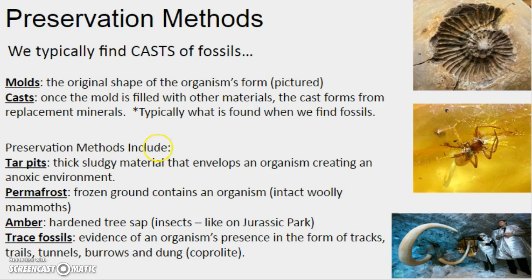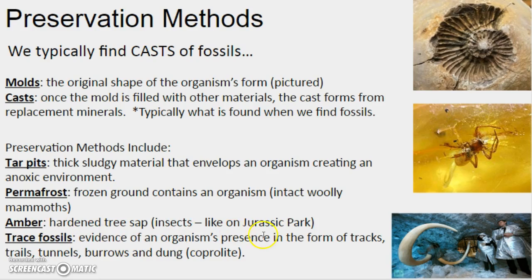Different preservation methods include tar pits, permafrost, amber, and trace fossils. Tar pits are thick, sludgy material that envelops an organism, creating an anoxic environment. You have permafrost. Frozen ground contains an organism intact, for example, an intact woolly mammoth. The ice itself, let's just say, inhibits oxygen movement. We have amber, hardened tree sap, where insects get trapped like in Jurassic Park, right, in a picture here.